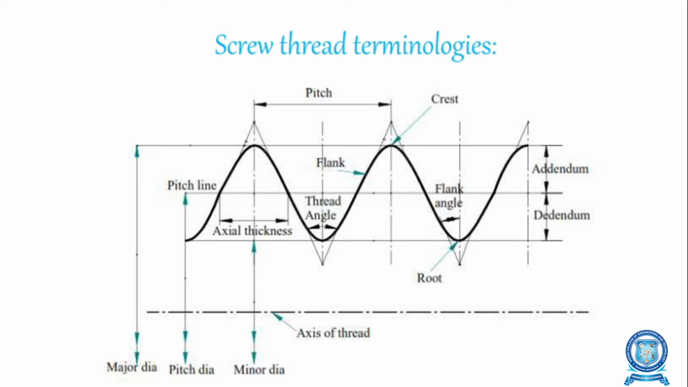Addendum and dedendum. What is meant by addendum? The radial distance between the crest and the pitch line is called the addendum. And what is meant by dedendum? The distance between the pitch line and root, measured perpendicular to the axis of the screw, is called the dedendum. So this is the screw thread terminology.